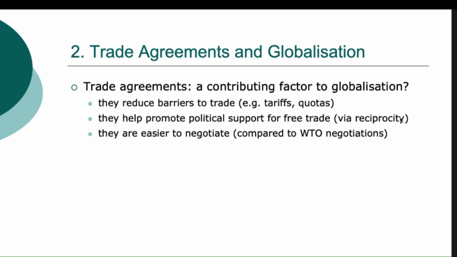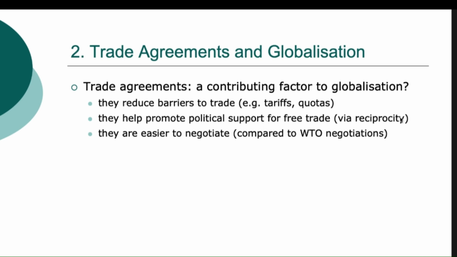You know, we get access to your markets. In return, you get access to our markets. That helps to promote political support for free trade, which is really important. And they're also easier to negotiate. Often trade agreements are formed between relatively small numbers of countries, and that means that they're easier to agree. And that is a big difference with the World Trade Organization, where you have over 150 countries. It's much harder to get them all to agree on reducing their trade barriers.